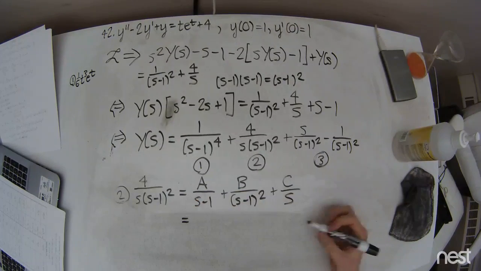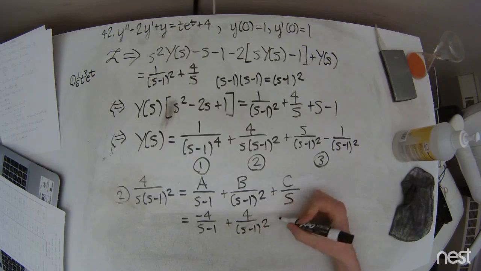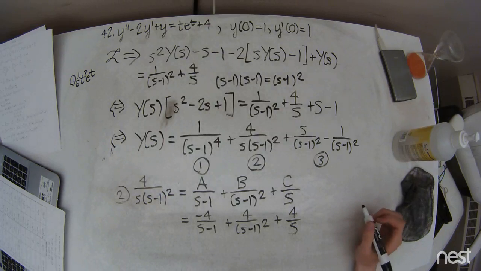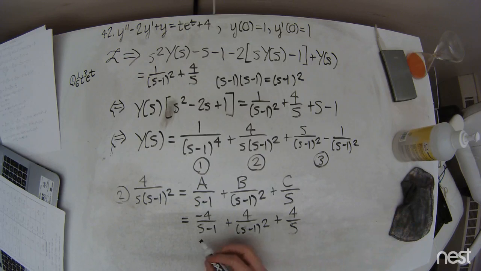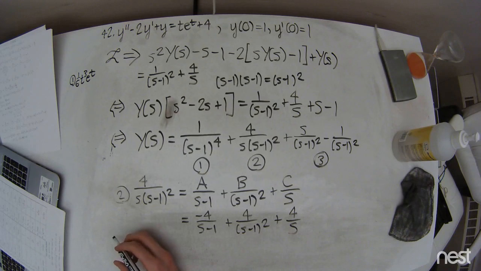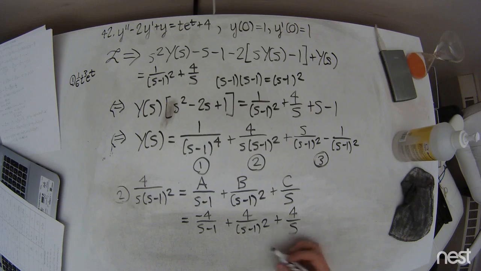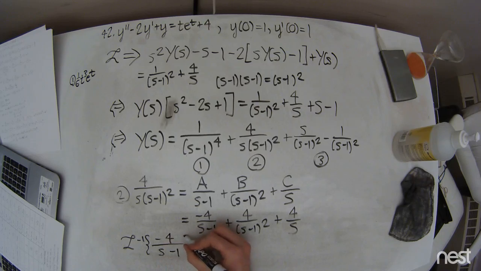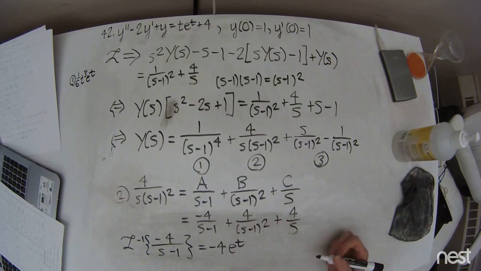So this is going to equal 4 over s minus 1, plus 4 over s minus 1 squared, plus 4 over s. Okay, so now we're just going to do the same kind of thing that we've done before. So let's take this term first. Let's see, we want to look at our table. This term is multiplying negative 4 times e to the t, because it's just a constant times 1 over s minus another constant.